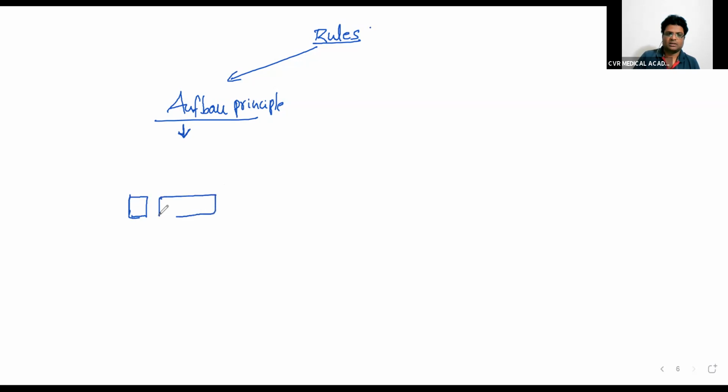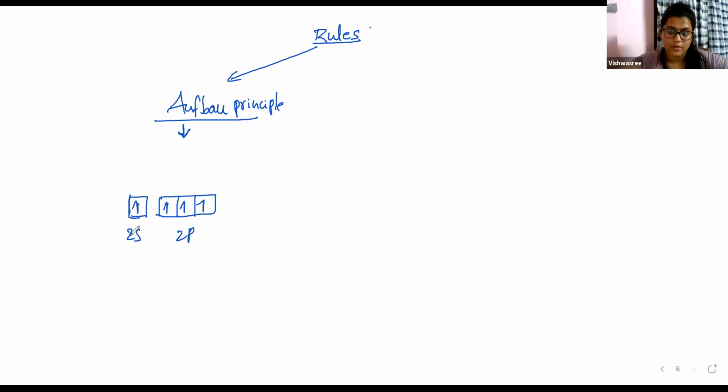For example, a configuration is taken like this, 2s and 2p. Here in 2s, 1 electron is taken. They are filled like this. So what do we say now about this configuration? Does it follow or violate Aufbau principle? Follow. Look at this 2s. Is that completed? Violate.